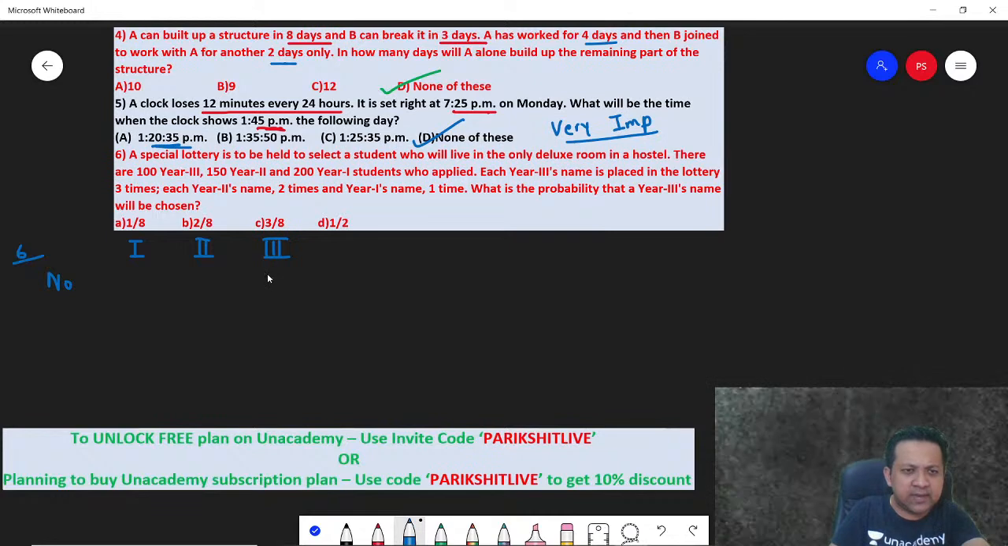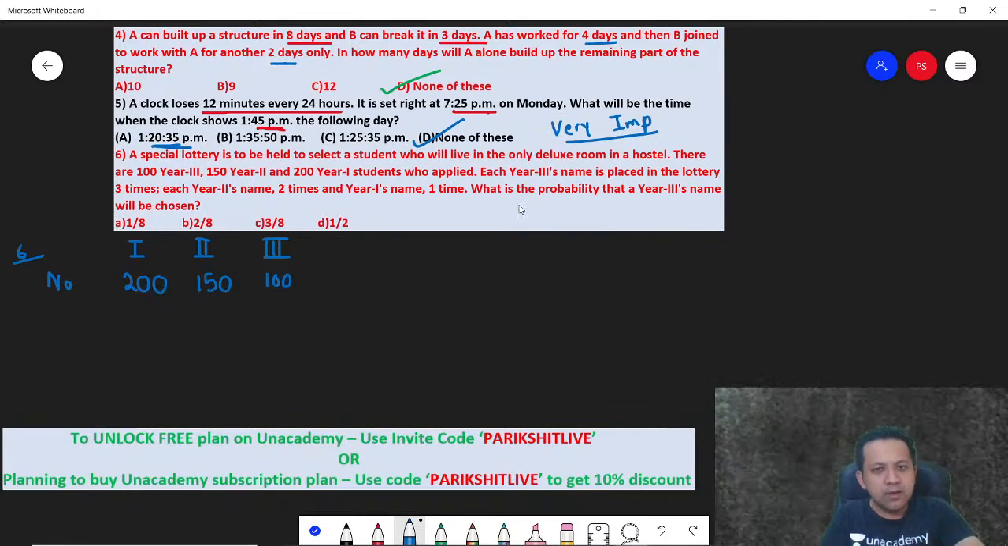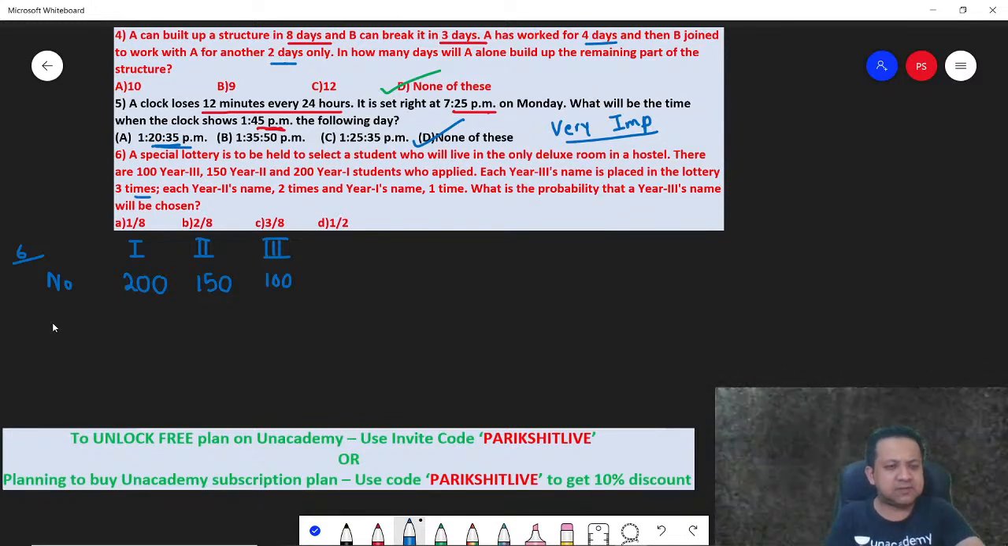In year 3, there are 100 students. In year 2, there are 150 students. And in year 1, there are 200 students. Each year 3 student's name is placed in the lottery 3 times. Okay, in the lottery. So what happens?